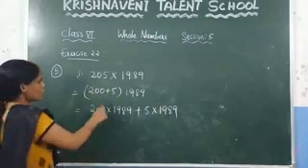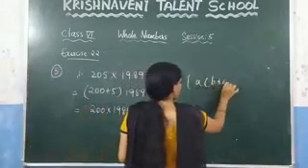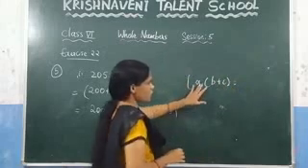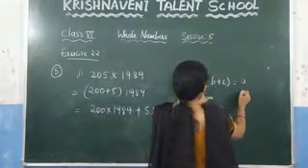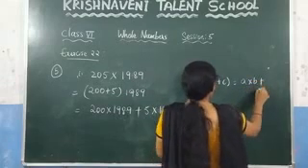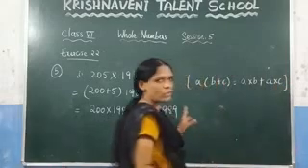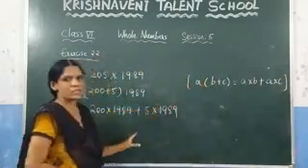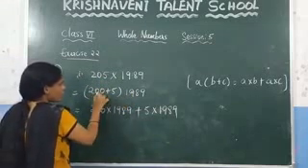And after that, it is in the form of what? A into B plus C. Now this A value we are distributing to both B and C. How can we write this? We can write this as A into B plus A into C. This is the formula for this. By using this, we are writing here. It is in the form of A into B plus C.